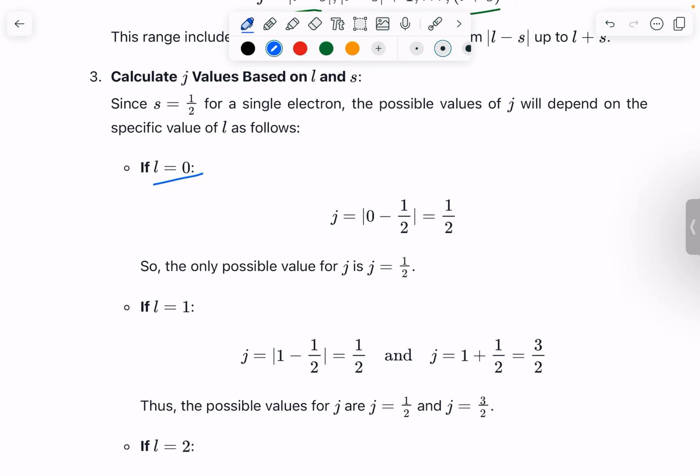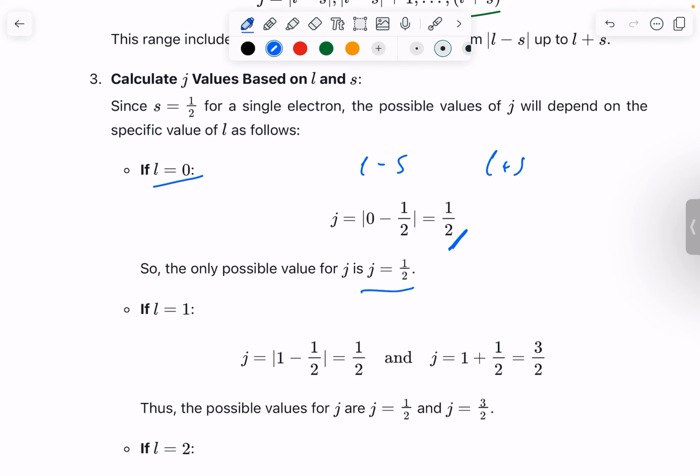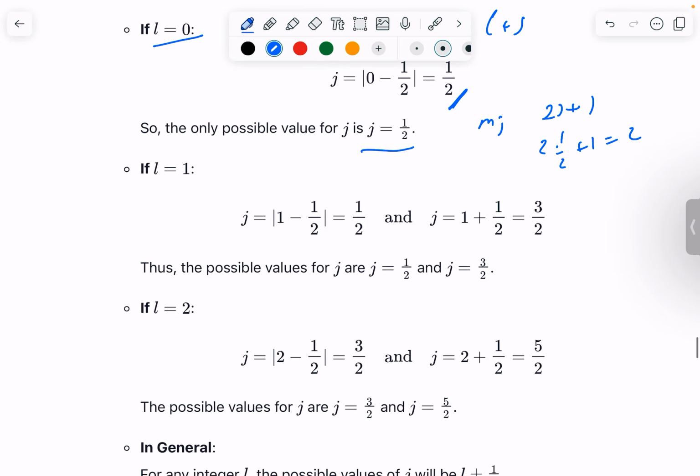If L is equal to 0, the only thing we can do is get the value of 1/2, because J can run between L minus S and L plus S, and since L is equal to 0, we end up with a single possible value, 1/2. Okay, so J is 1/2, and the projections MJ take 2J plus 1 values. So in this case, it's going to be 2 times 1/2 plus 1, so there are only 2 possible values of the projection of the total angular momentum.